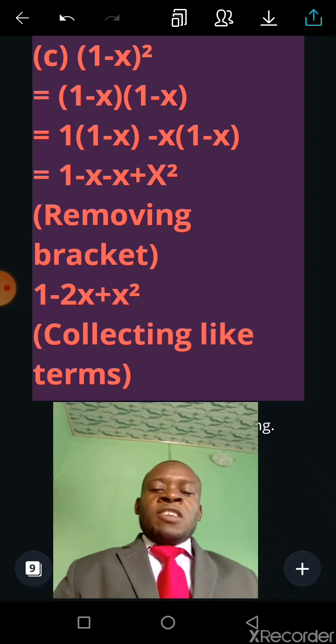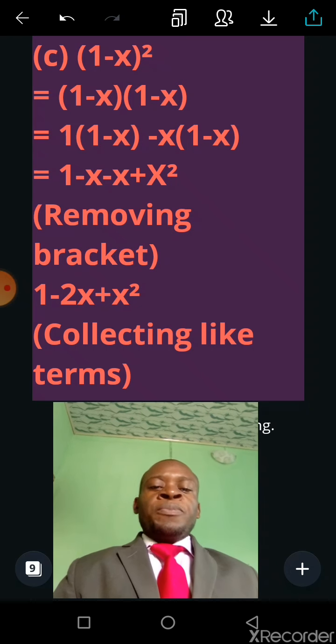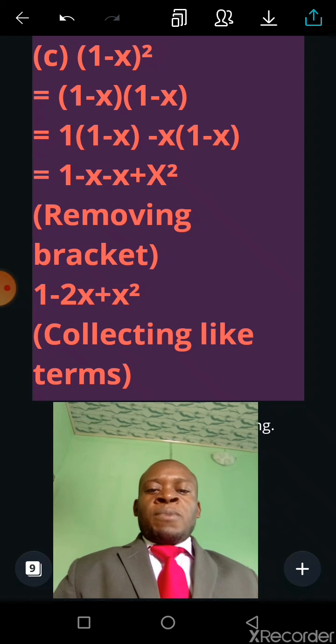We will go to the next bracket. -x times 1 will give us -x. -x times -x, because minus x is there and the other one has minus x. Minus times minus is plus, and x times x is x raised to power 2. So we'll have plus x raised to power 2. What we have done is removing bracket.